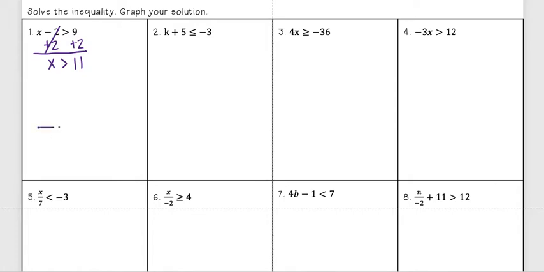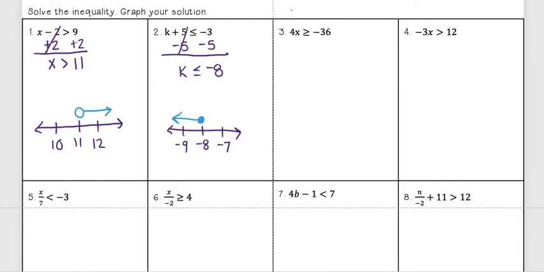And so to graph that, 10, 11, 12. I have just a strictly greater than, so I'm going to have an open circle at 11. And I want everything greater than 11, so I'm going to go to the right. Okay, go ahead and pause the video and try to do that next one.